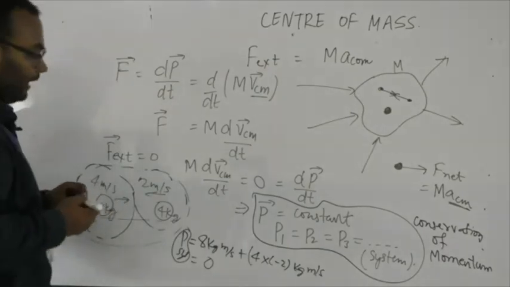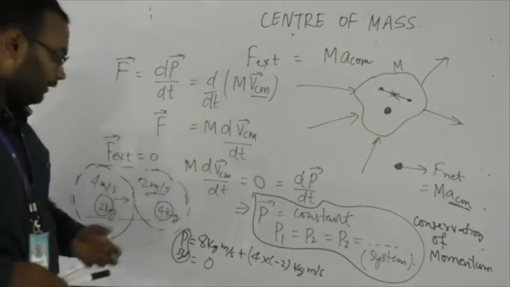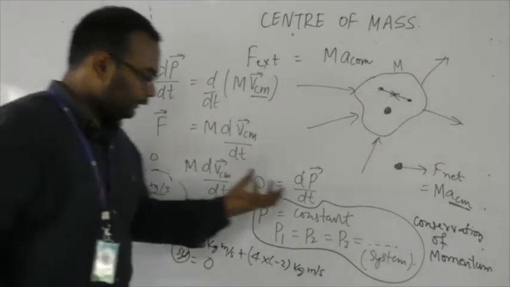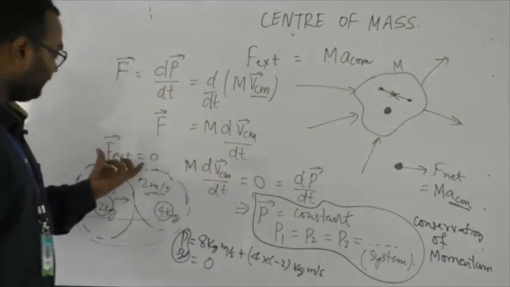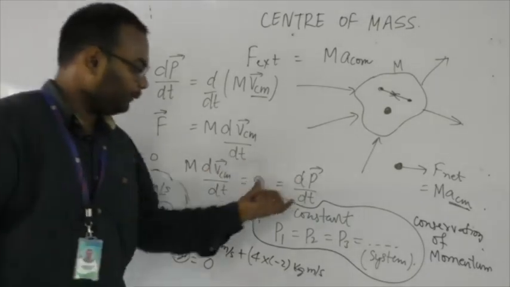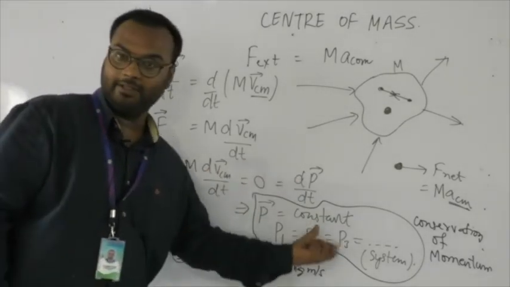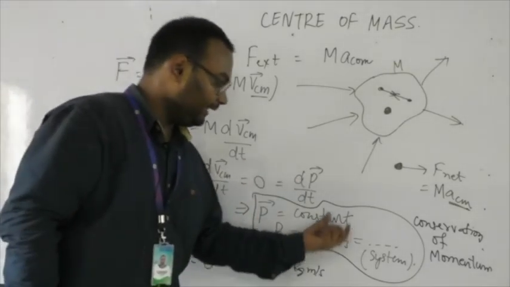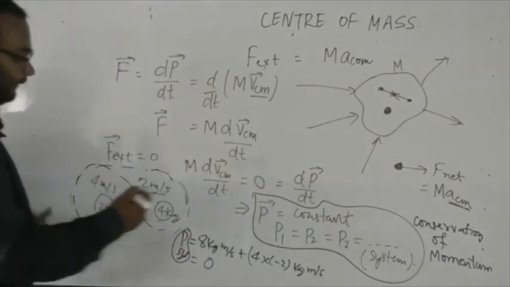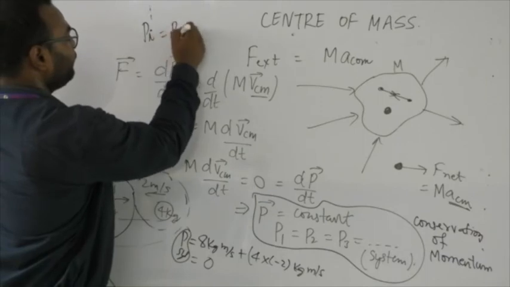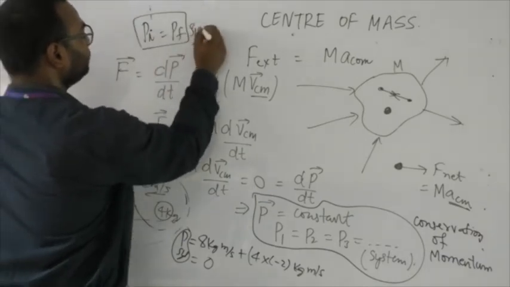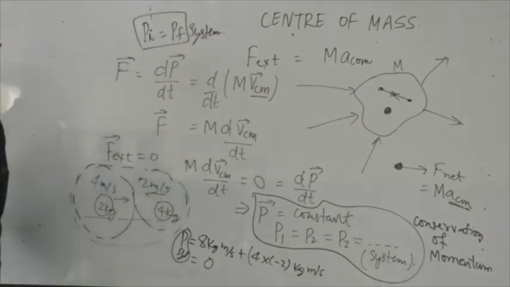That means for isolated particles or an isolated system of particles, total momentum is conserved. P is constant when net external force is 0, dp by dt is 0, that means momentum is constant. So you can write initial momentum. Also one definition for this conservation of momentum is initial momentum equals final momentum for a system.